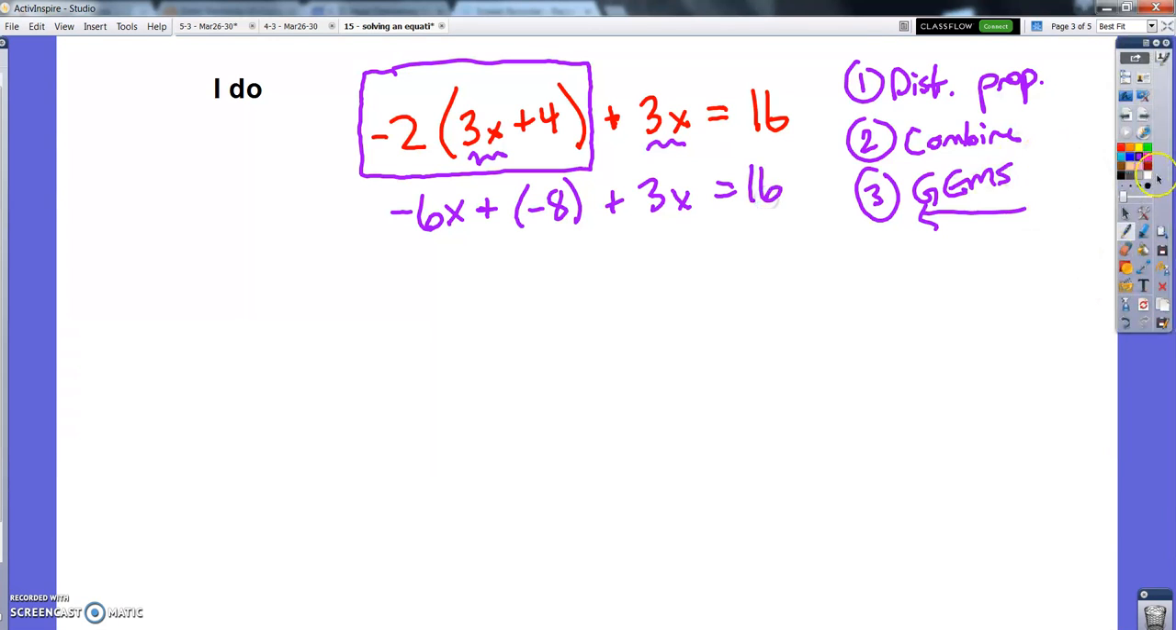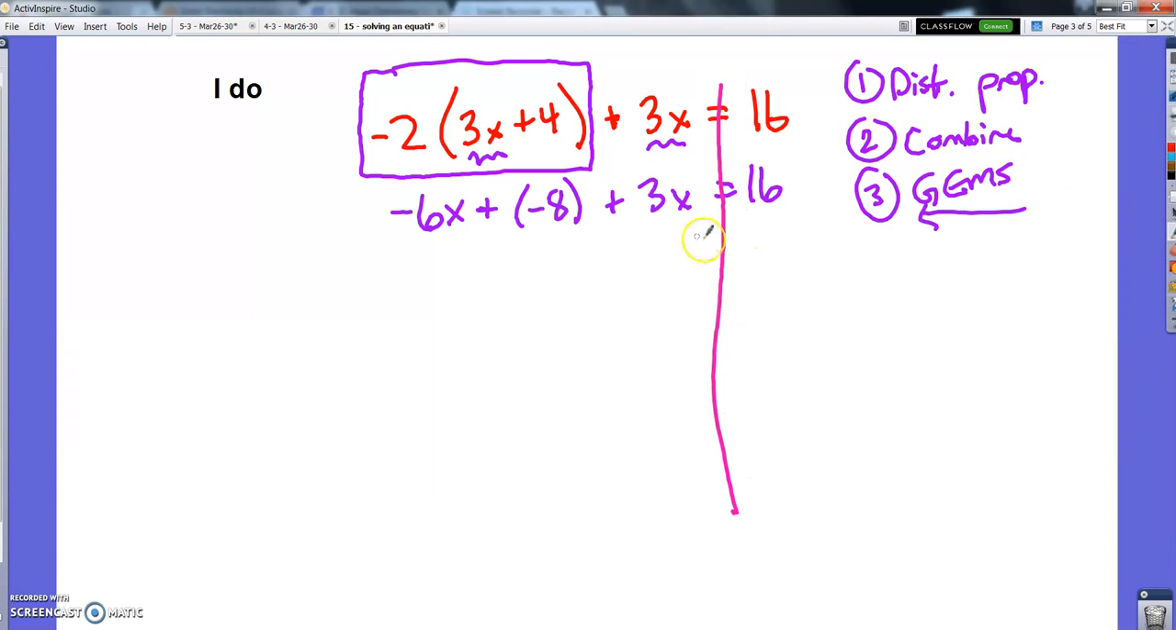And now, not too bad from here. Now I've got some like terms I can combine. Remember, I've got to stay on the same side of the equal sign. I can't combine the negative 8 and the 16 because they're across the equal sign. But I can combine these. So I'm going to get negative 6x plus 3x is negative 3x plus negative 8 equals 16. Now I've done this, and I've done this. Now I'm ready to do my steps in reverse GEMS order.